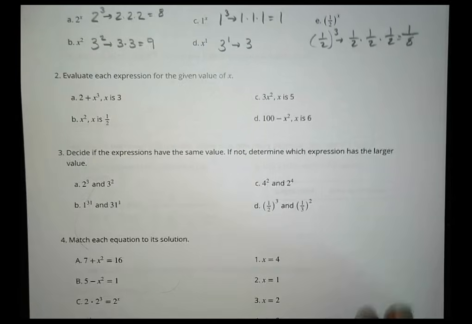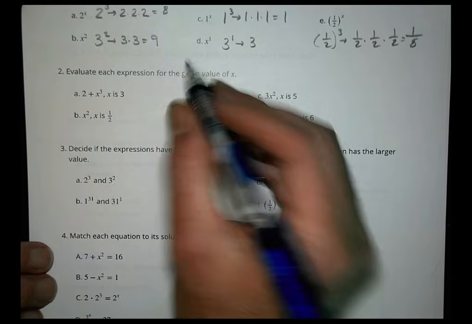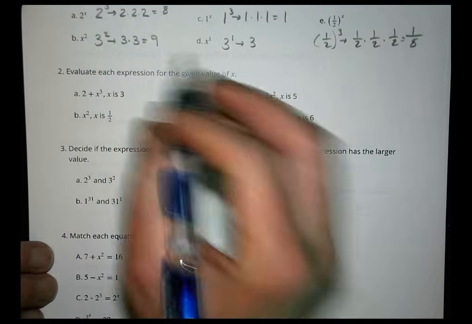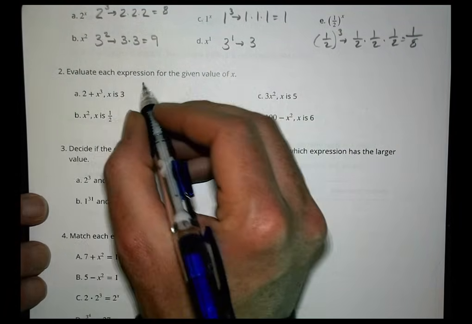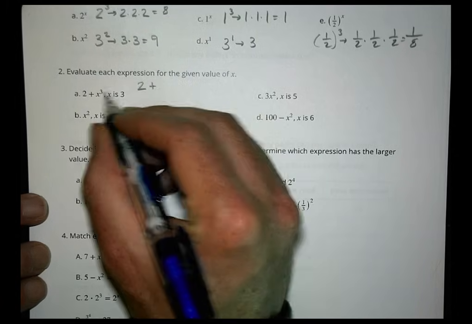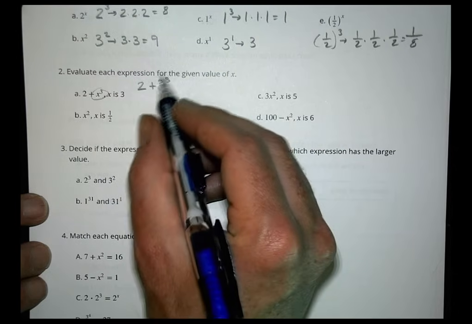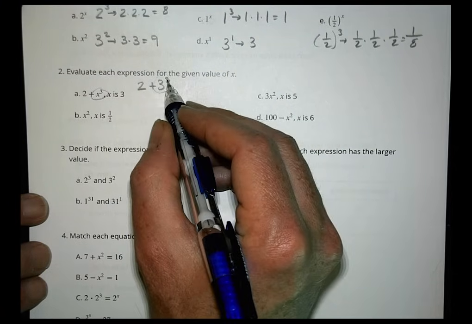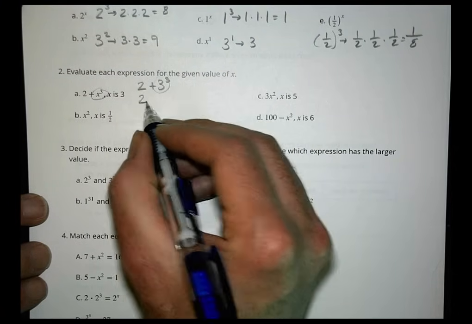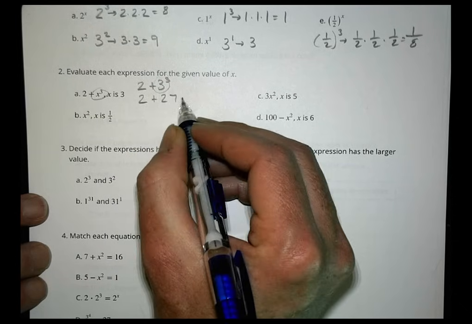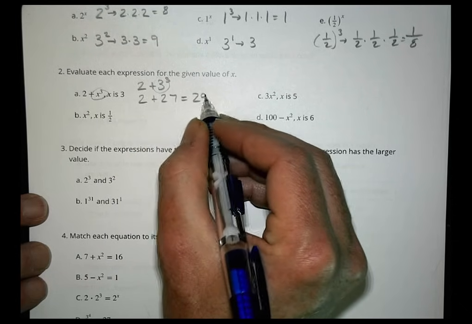All right, number 2. Evaluate the expression for the given value of x. So this first one, it says x is 3. So we're going to do 2 plus 3 to the third power. We're going to do this part first. 3 times 3 is 9, times 3 is 27. So we have 2 plus 27, and 2 plus 27 is simply 29.